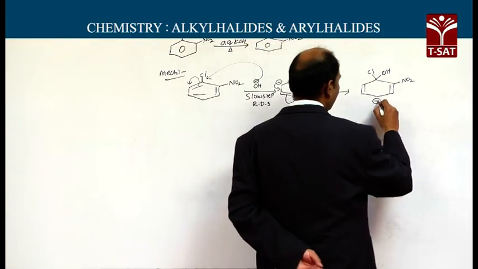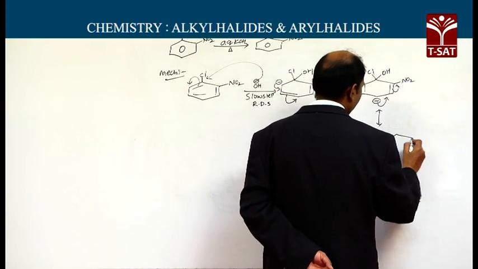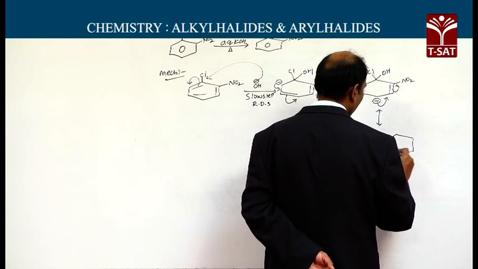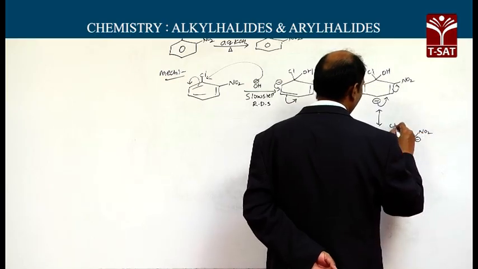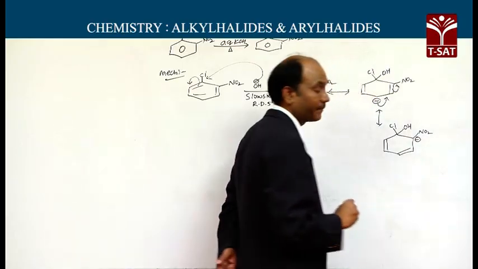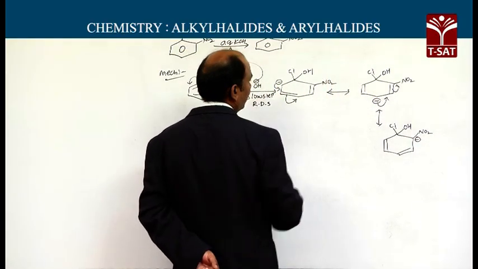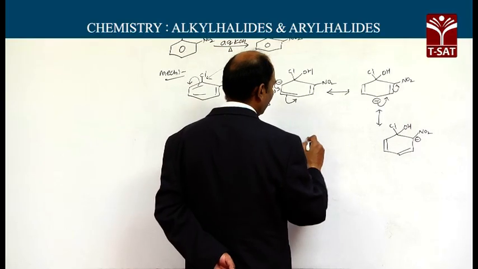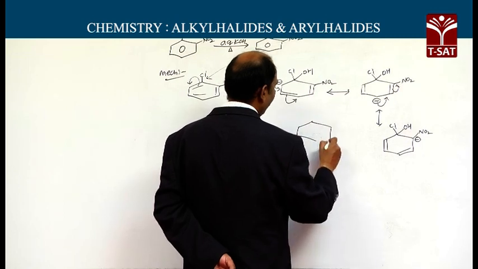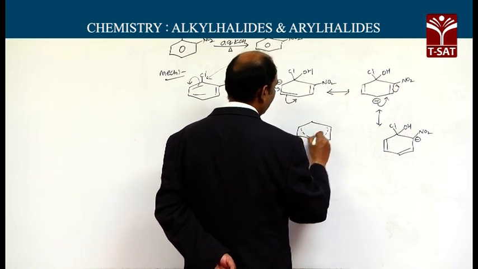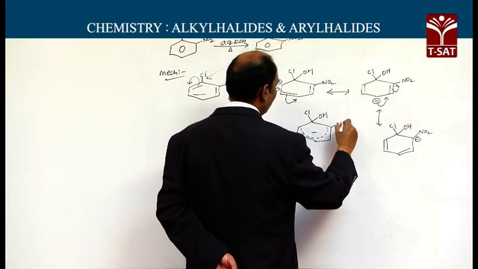Again, here this negative charge is migrated, the pi electrons are migrated. So we get this structure: here it is a double bond, here it is NO2, here it is negative, this is Cl, this is OH. If you observe this one, the negative charge is on the carbon here, here and here. That means the negative charge is oscillated between these carbons. This is negative, and this is Cl, this is OH, this is NO2.